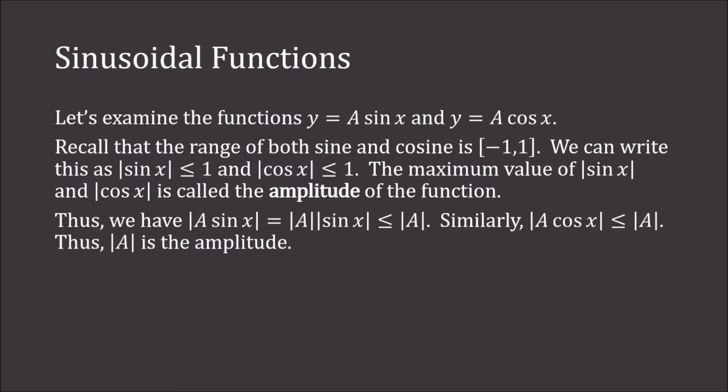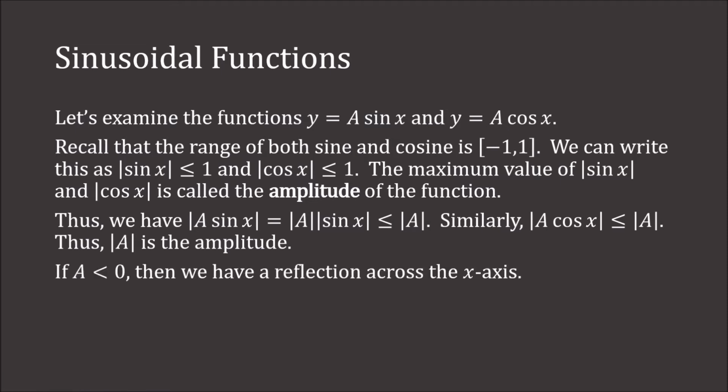But now we're looking at the absolute value of a sine of x. Using properties of absolute values, we can write this as the absolute value of a times the absolute value of sine of x, and this is less than or equal to the absolute value of a. Similarly, the absolute value of a cosine of x is less than or equal to the absolute value of a. And so the absolute value of a is the amplitude of both of these functions. If a is less than 0, then we have a reflection across the x-axis, but the amplitude is still the same.